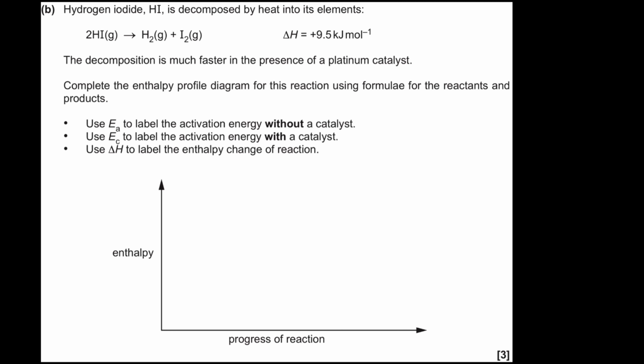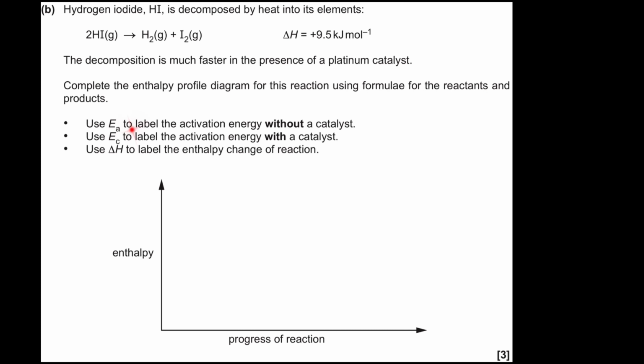Part B. Hydrogen iodide, HI, is decomposed by heating into its elements. 2HI gas gives H2 gas plus I2 gas. The decomposition is much faster in the presence of a platinum catalyst. Complete the enthalpy profile diagram for this reaction using formulae for the reactant and product.